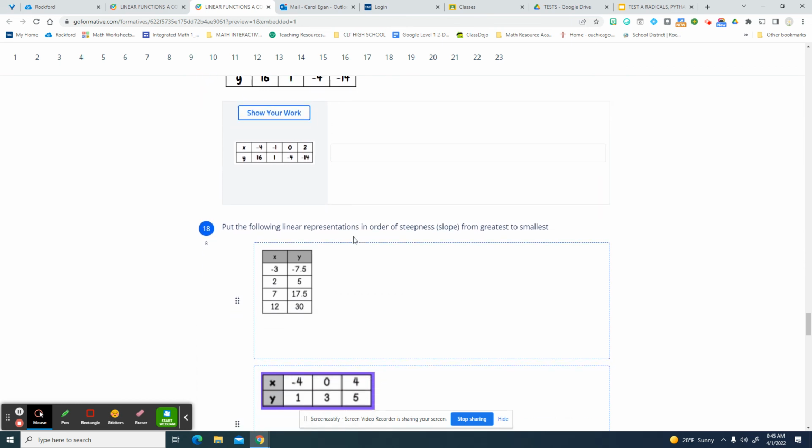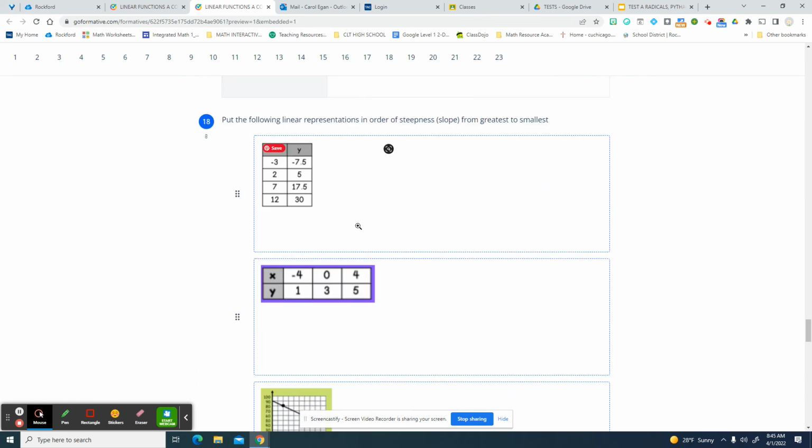For steepness, number 18, it says put the following linear equations in order of steepness. Well, first thing you need to do is find the slope. Slope measures the steepness, so find the slope of each one.